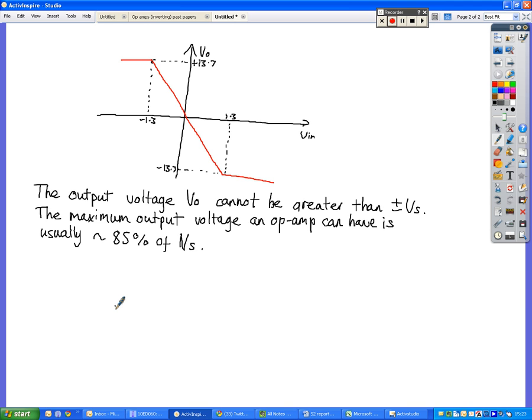So an op-amp won't continue to increase the output voltage. There will be a point where it approaches Vs, whether it's plus or minus Vs. And remember, whether it's plus or minus depends upon your input. There will be a point where it starts to level out, and that's usually at about 85% of the supply voltage. It can never be greater than the supply voltage. When it gets to a point that would be greater than the supply voltage, then the op-amp will saturate to make sure that the voltage doesn't go above that level.